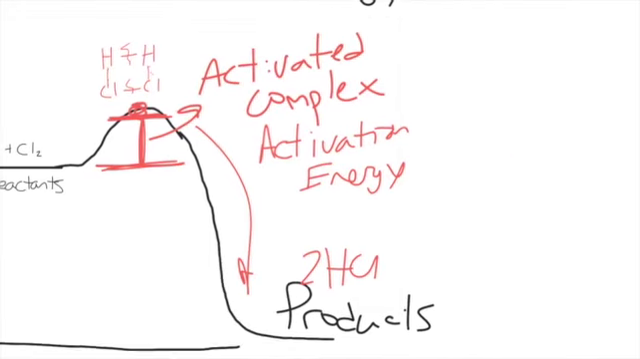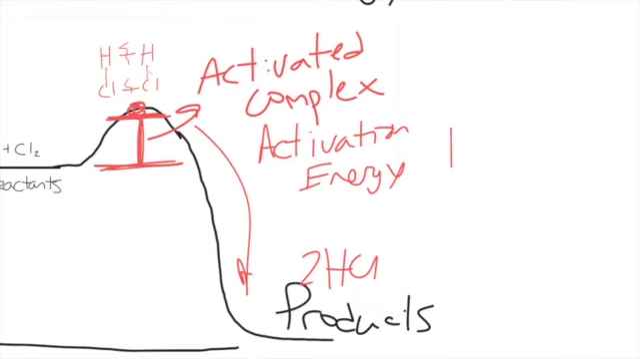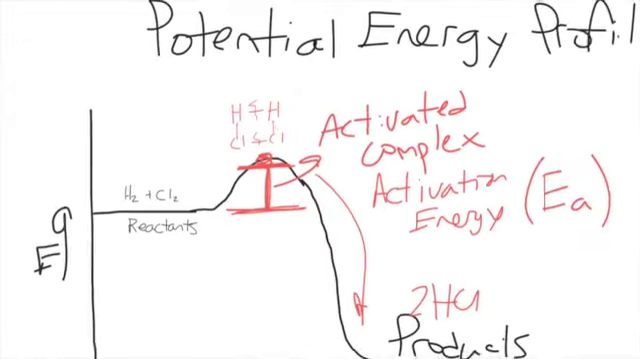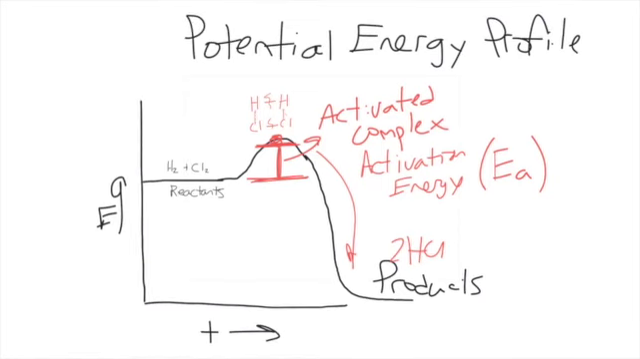Sometimes referred to as EA, subscript A. Now, all chemical reactions have their unique potential energy profile, and some of them are exothermic like this one, and some of them are endothermic. This one's exothermic because the products end lower than the reactants started at, and so the overall energy change is negative.